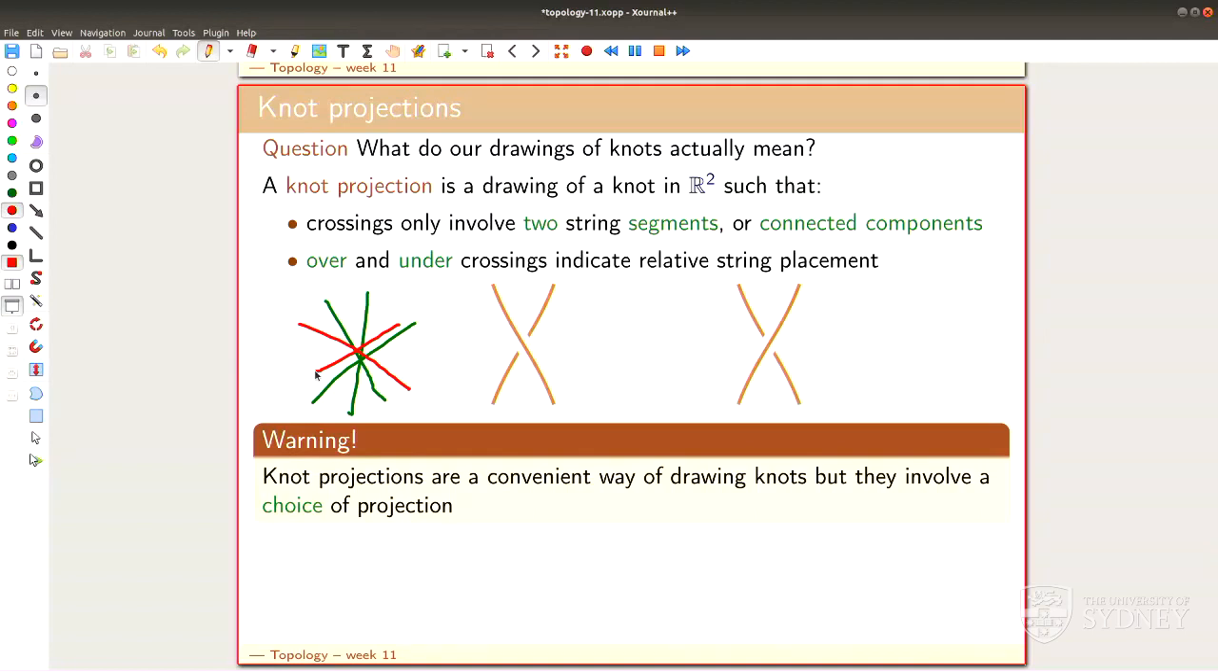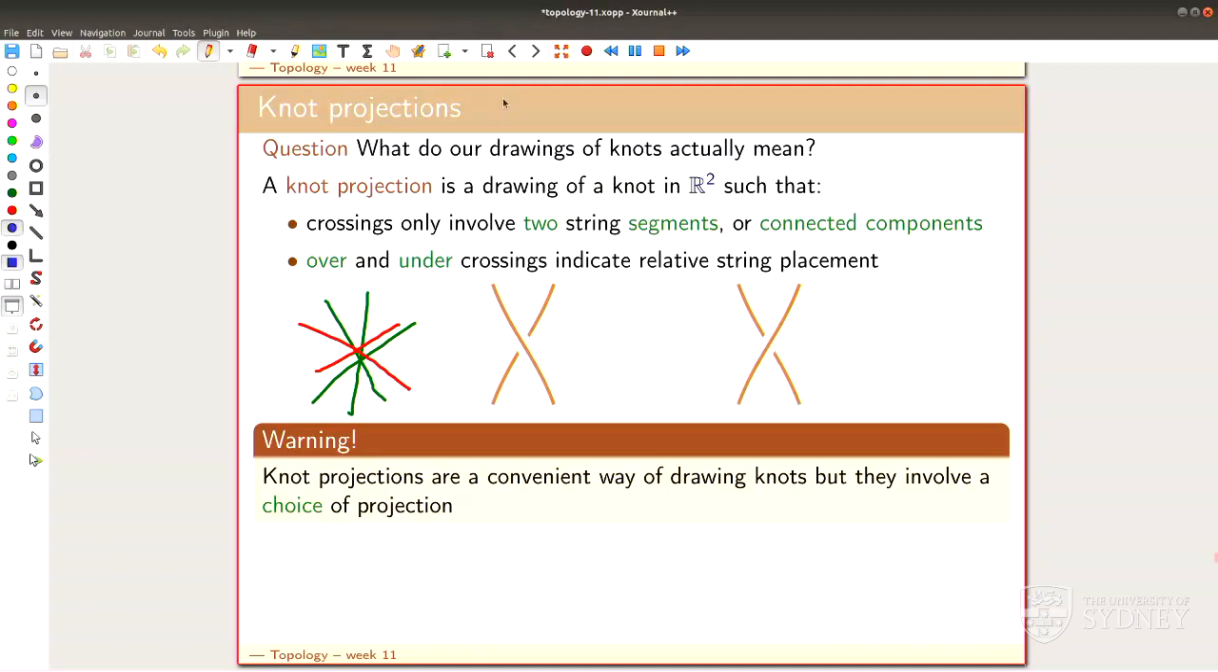But the real problem, and that's a real warning here, and that's the whole essence of knot theory, is that projections are really great. We always work with projections. We always draw projections. But there's a choice involved, namely where we put our light source. I have a good picture for you in a second. So it's a bit ambiguous. It's not completely trivial to tell the knot from its projection. And the whole point of knot theory is to develop tools to tell the knot from its projection.